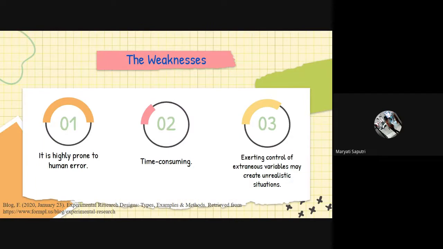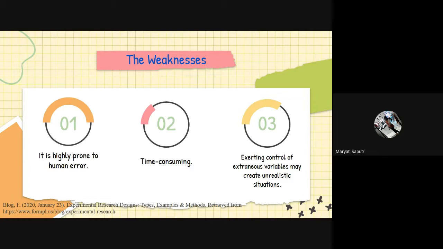And for the weaknesses, the first is it is highly prone to human error, because the control of variables can be implemented poorly, so that it can eliminate the validity of the experiments and research conducted. And the second is it is time consuming. It is because of the large number of dependent variables being tested and waiting for the effect of the manipulations of the independent variable to manifest, and it will take a lot of time to confirm it.